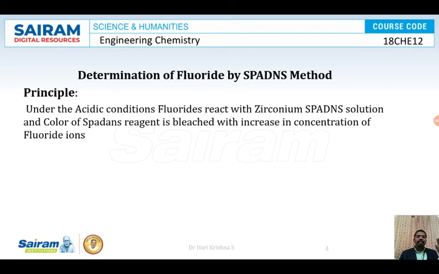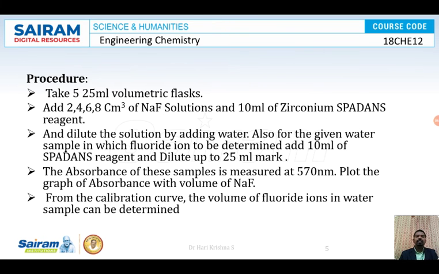So by measuring the intensity of the color, by measuring the absorbance, we can estimate how much percentage or weight of copper is present in the given unknown solution. Similarly, by measuring the intensity of the color bleached, we can estimate how much amount of fluoride is present. So let us see how this can be done.